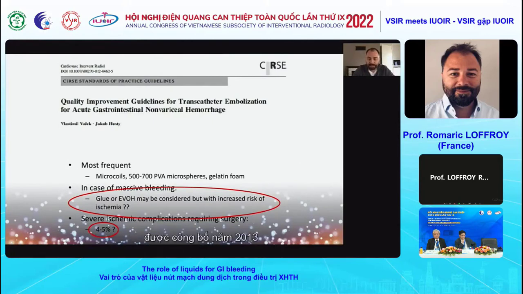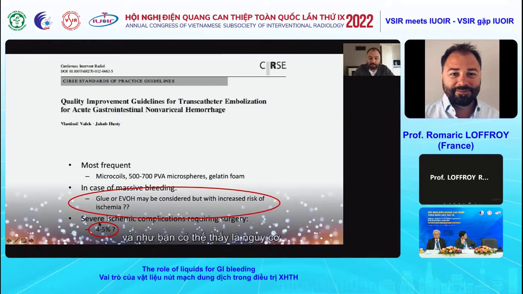especially if we look at the literature about the CIRSE guidelines published in 2013, saying that in case of massive bleeding, glue and copolymers may be considered, but with increased risk of ischemia, which is completely wrong. If we look at the fresh and recent literature, there is no more risk and probably even less risk with liquids in general than with other embolic agents.